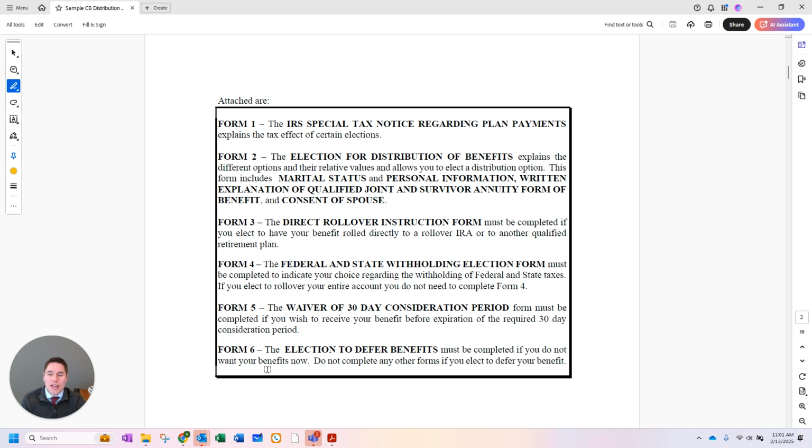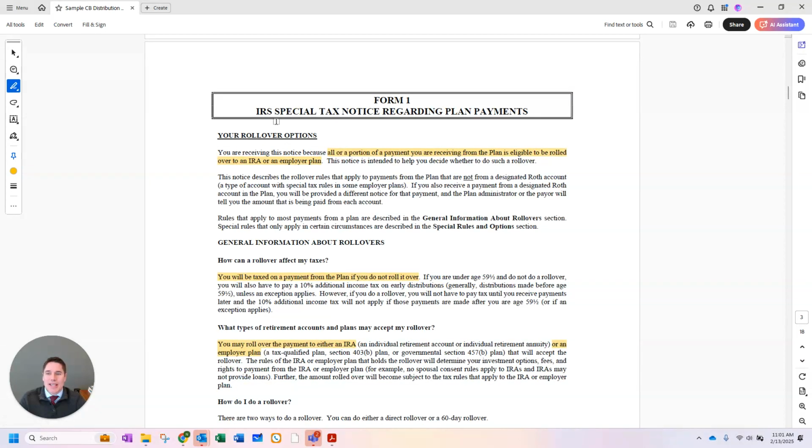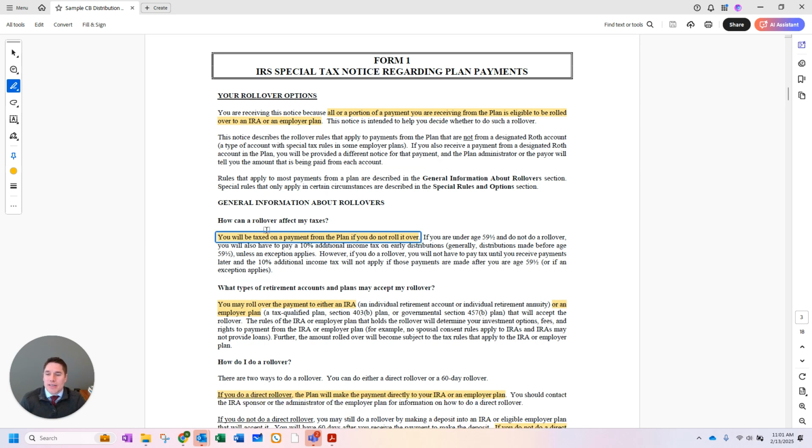All of these forms right here, these 6 forms, we're going to go over right now. The first one is an IRS special tax notice. That's a lot of fun. And it says right here, all or a portion of the payment you are receiving from the plan is eligible to be rolled over to an IRA or an employer plan. That is my advice, is to roll it over into the existing 401k plan, which is the employer plan. It says you will be taxed on a payment from the plan if you do not roll it over.